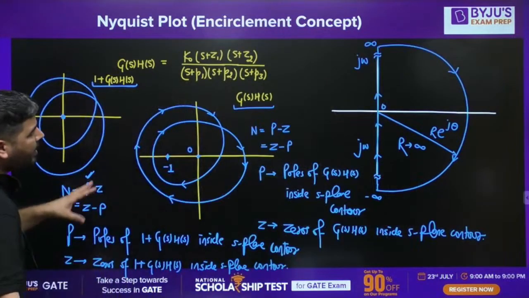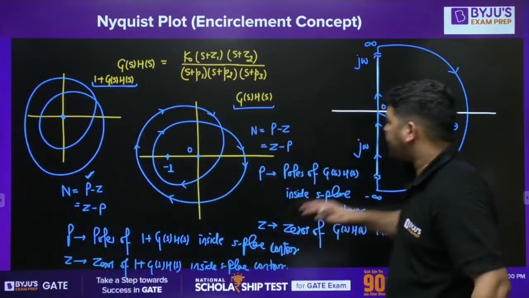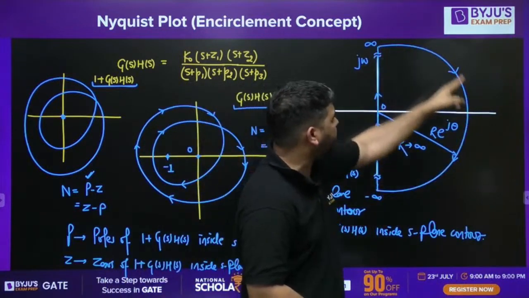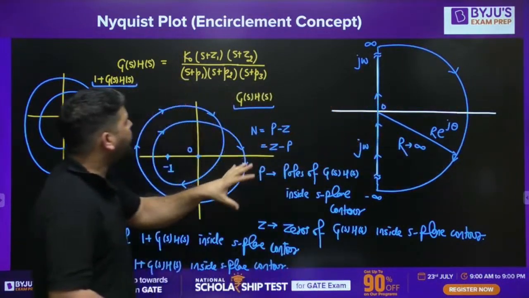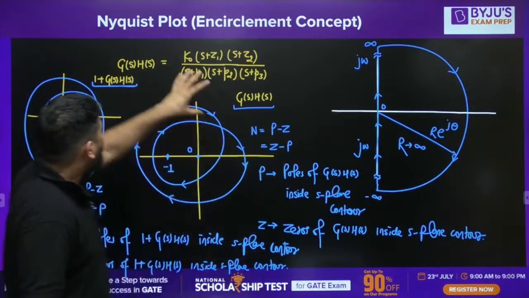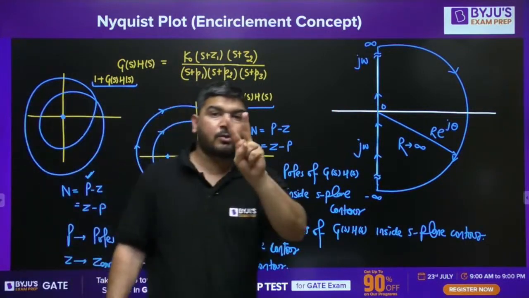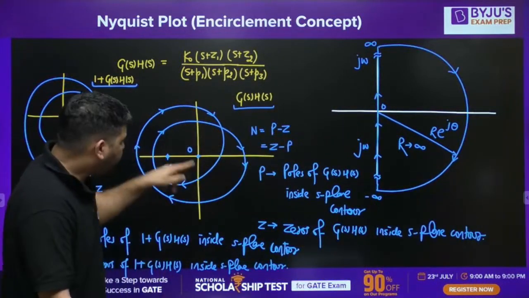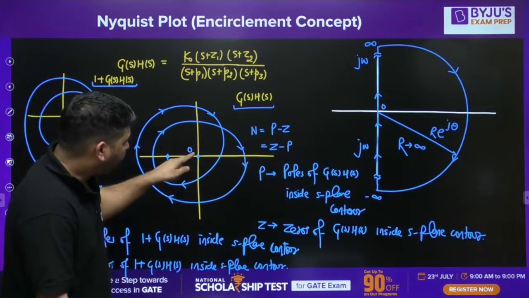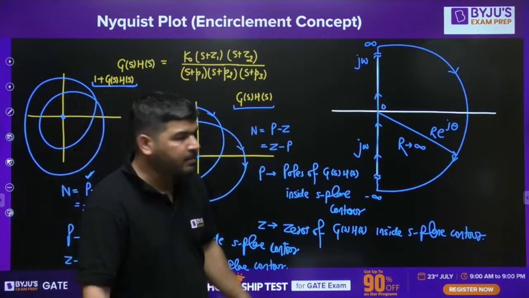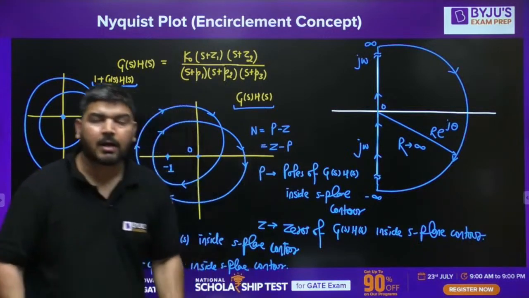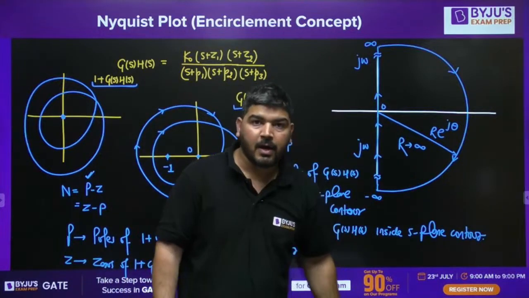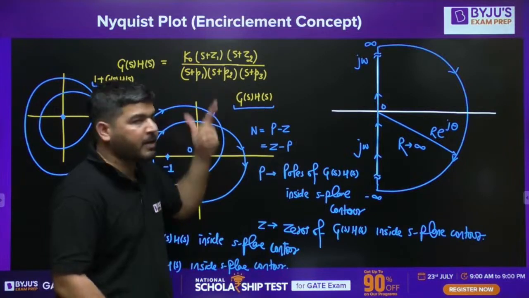Okay guys, now you can see that this is the right half contour. We have taken the right half contour in the S plane, and we can map this right half contour into G(s)H(s), or into 1 plus G(s)H(s). There are two different things. If you are mapping this right half contour into the G(s)H(s) plane and looking at the encirclement of origin, the number of encirclements will be equal to P minus Z. This P and this Z are the poles and zeros of G(s)H(s) inside this S plane contour. Remember this point, if you are looking at the encirclement of origin in the G(s)H(s) plane.